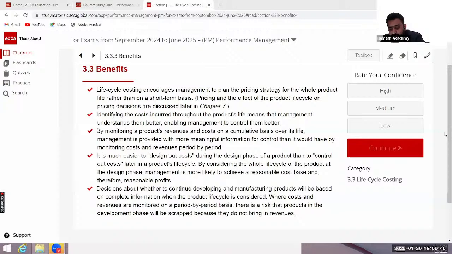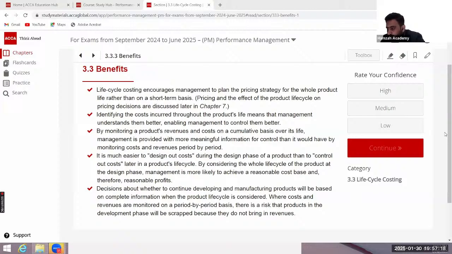It is much easier to design out costs during the design phase of the product than to control out costs later in the product life cycle. We discussed that the design stage decides how costly the product is going to be. So if you plan the design stage carefully, in that stage you can control the product cost in the coming years as well.